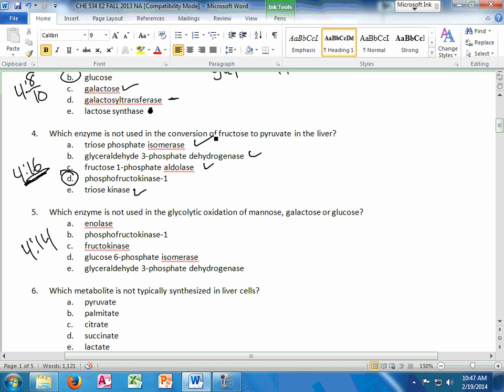Which enzyme is not used in the glycolytic oxidation of mannose, galactose, and glucose? Don't let the words throw you off. That just means glycolysis. So if we're looking at all of these, fructokinase stands out. That one is for fructose only.